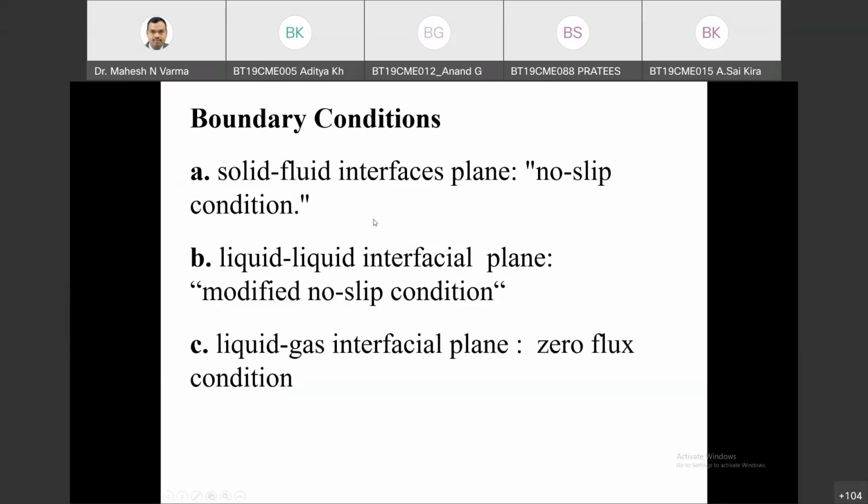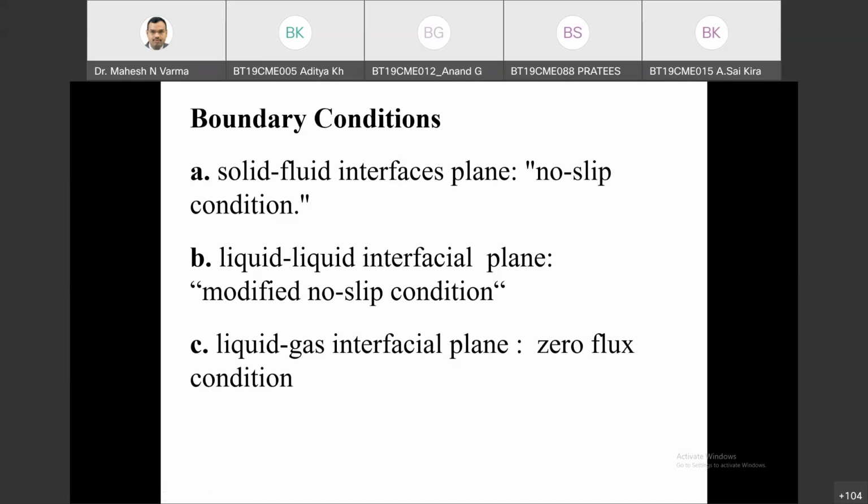There are three types of boundary condition in momentum transfer, majorly. For the solid-fluid boundary, the no-slip boundary condition does not mean a zero velocity condition. It means the velocity of the liquid will be equal to the velocity of the solid at the interface. At a liquid-liquid interface, there will be continuity of the velocity and the flux.